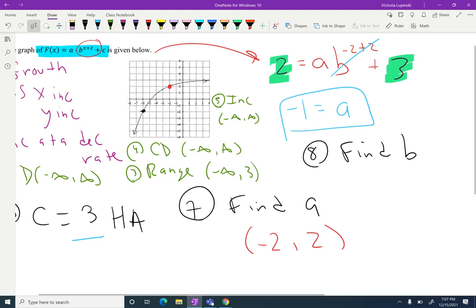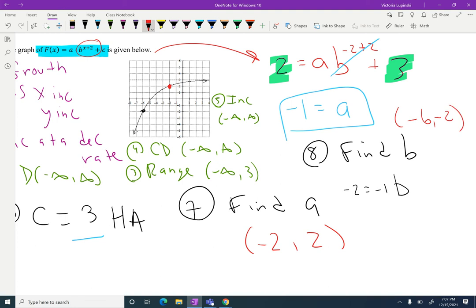So if you plug that in, you're going to say that -2 is equal to, you found that A was equal to -1, and you're trying to find B. If you're plugging in the point -6, -2, then you're going to get B raised to the -6 plus 2, and then ultimately plus 3.